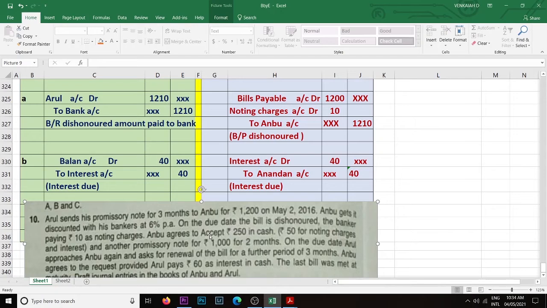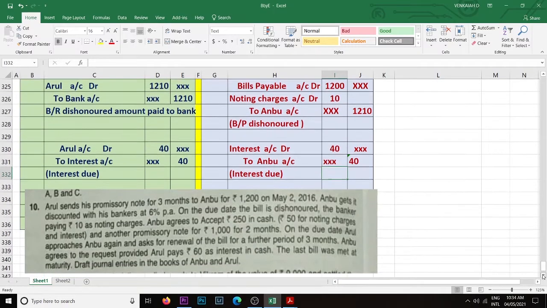Discounted dishonored is over. And Arul agrees to pay 250 in cash. That is 50 rupees for noting charges and interest. So out of 50 rupees, 10 rupees is noting charges. Remaining 40 is interest. So we have to write. For him it is an income. So I will credit interest account, 40 rupees. Interest account to Anbu account, 40 rupees. And he received cash of rupees 200.